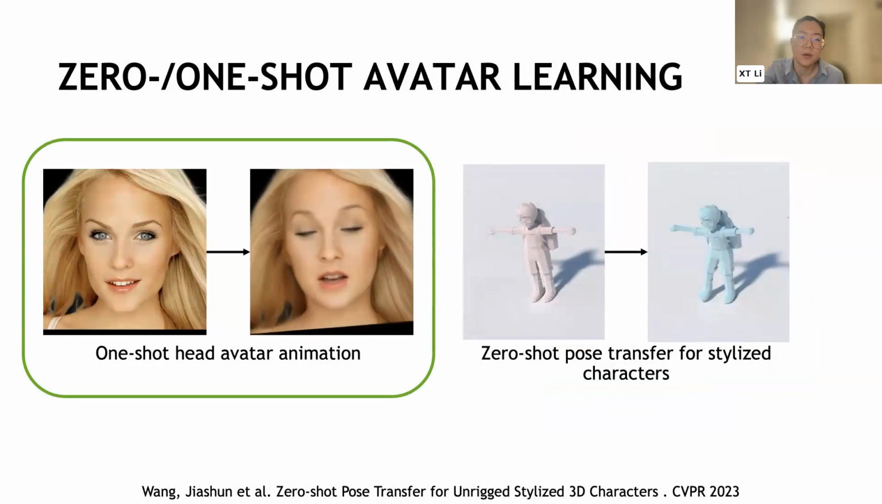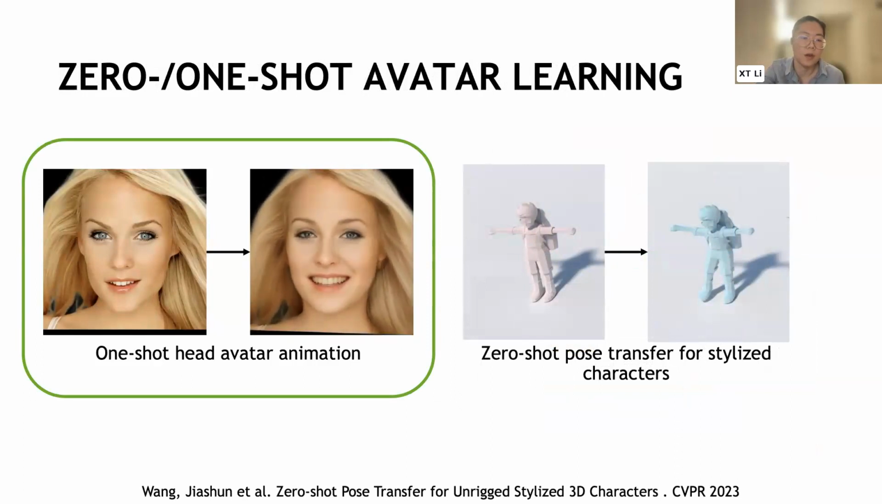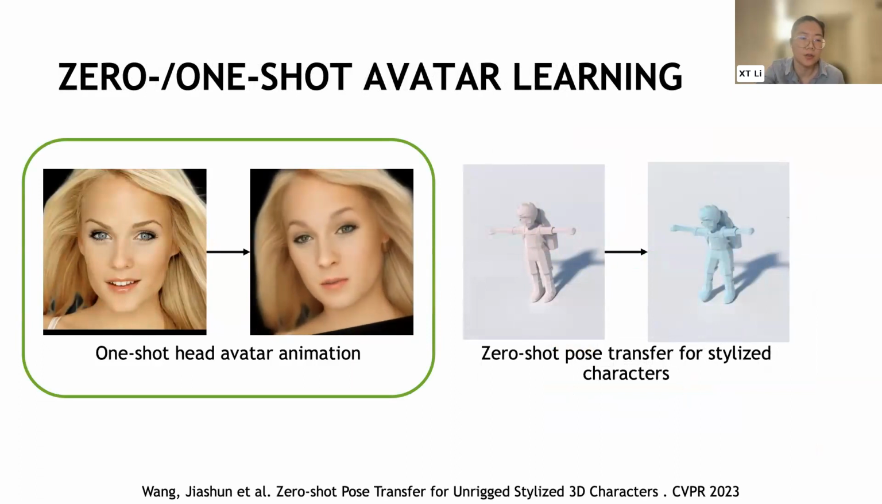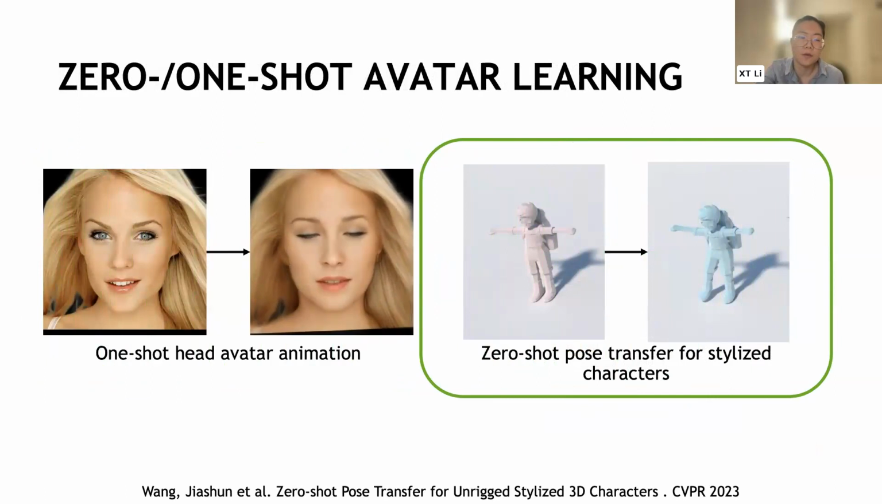But what if we don't have any motion data on the target avatar at all? For example, what if we want to animate unrigged stylized characters shown on the left? So next, I will move to our work on zero-shot pose transfer for unrigged stylized 3D characters.